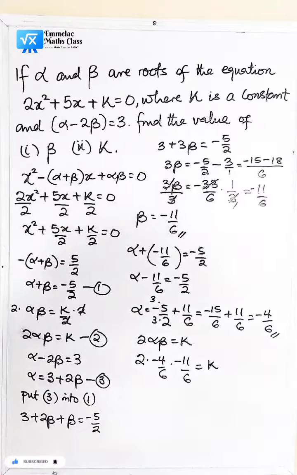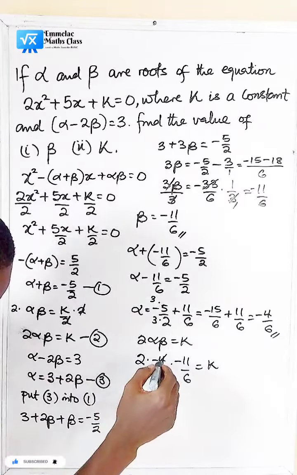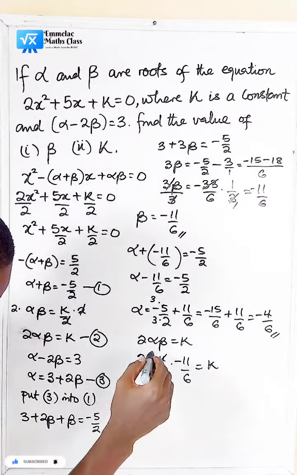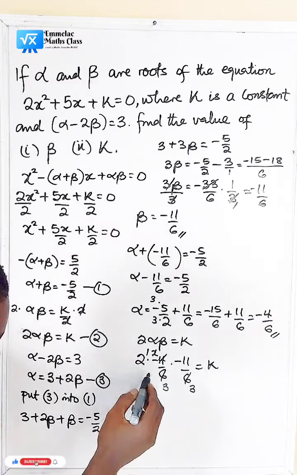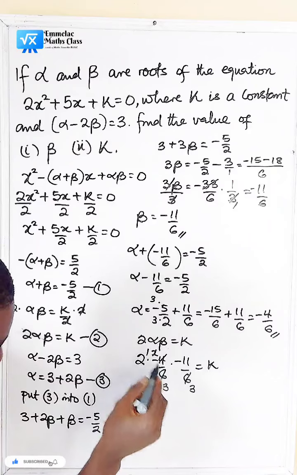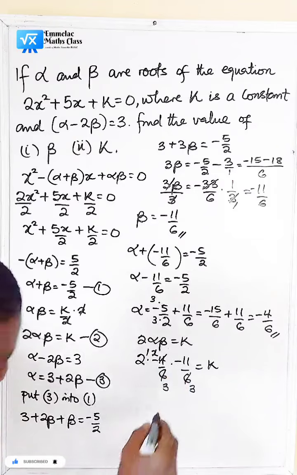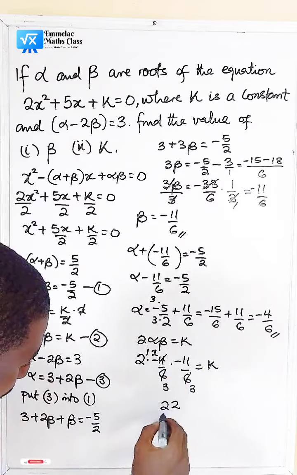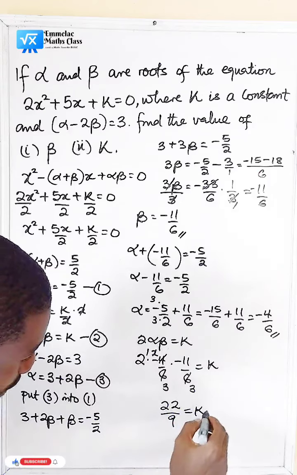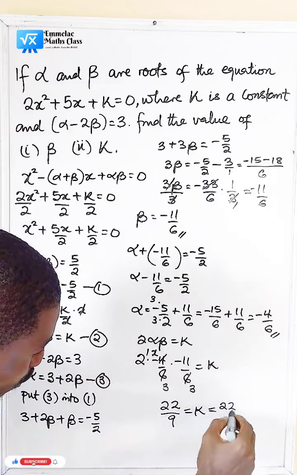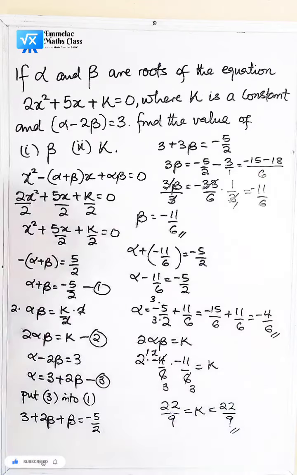Now at this point, 2 divided by 2 is 1, 4 divided by 2 is 2, and 6 divided by 2 is 3. So we have 2 times negative 1 times negative 11, which will give us 22 all over 9 equals k, which implies that k equals 22 all over 9. Final answer.